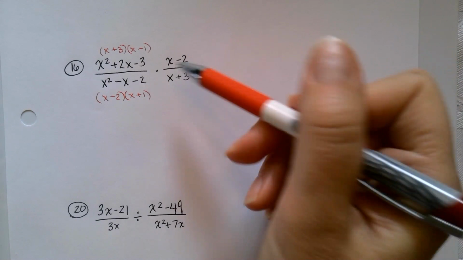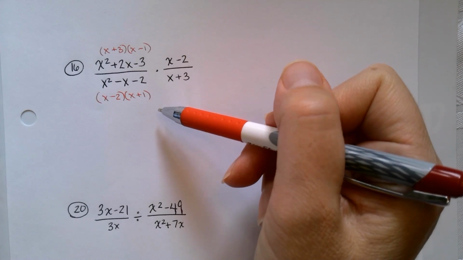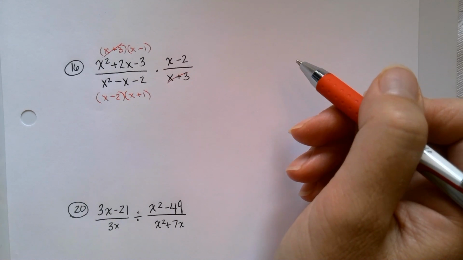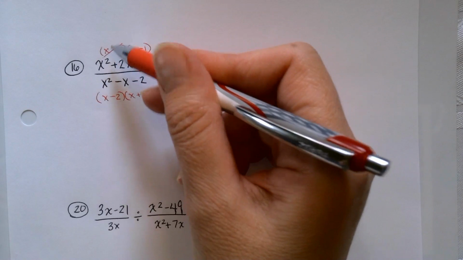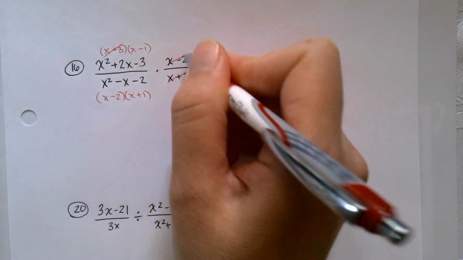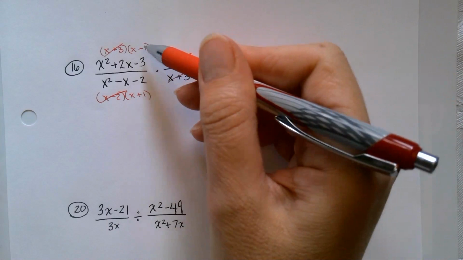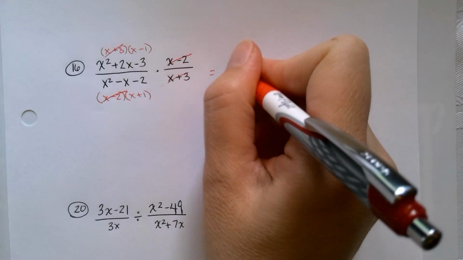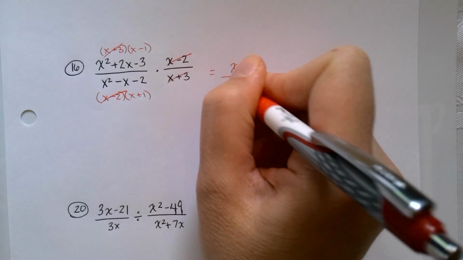Now, if you don't like to rewrite that above it, you could rewrite the whole problem. We're at the point now where I'm just not rewriting it as much. The x plus 3's can cancel top to bottom. The x minus 2's can cancel. And this is an x minus 1 and an x plus 1, so those are not going to cancel. My final answer is x minus 1 over x plus 1.